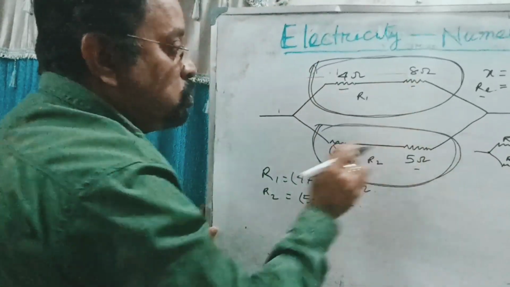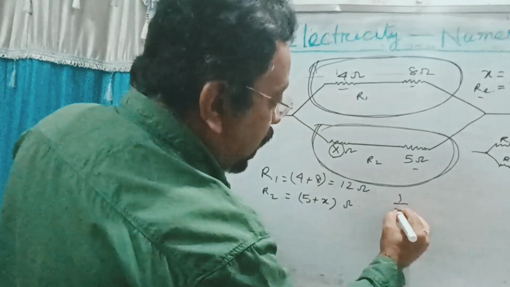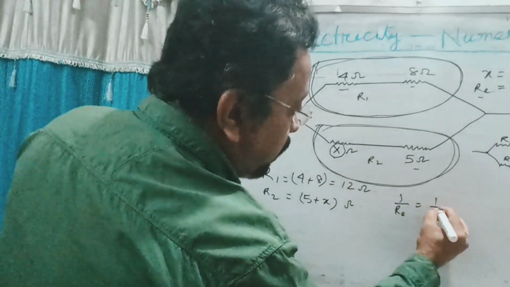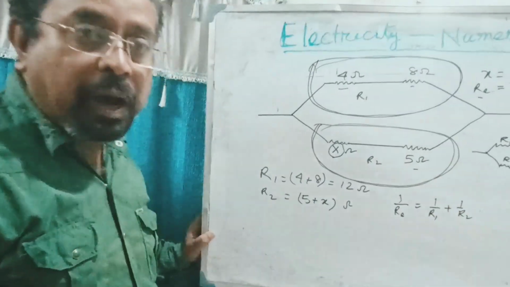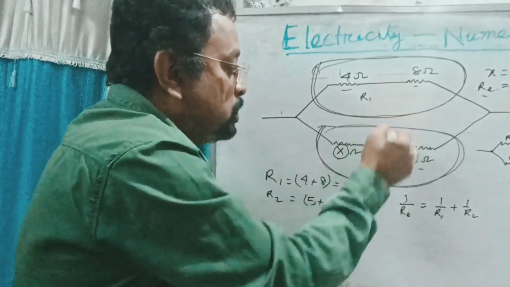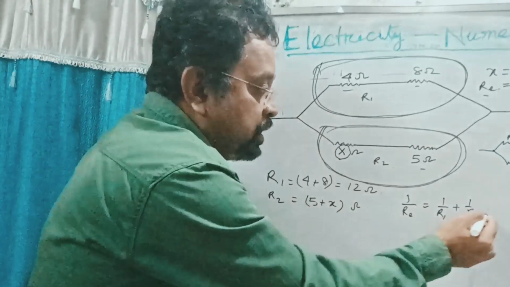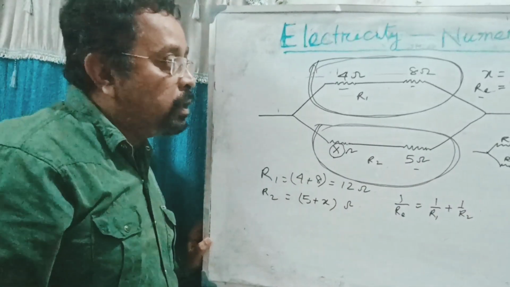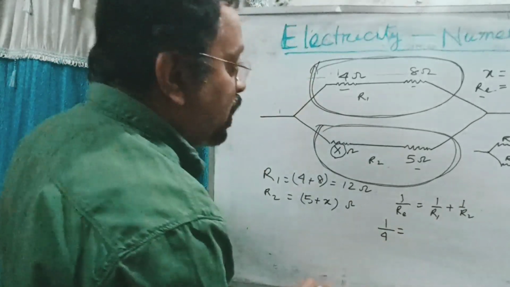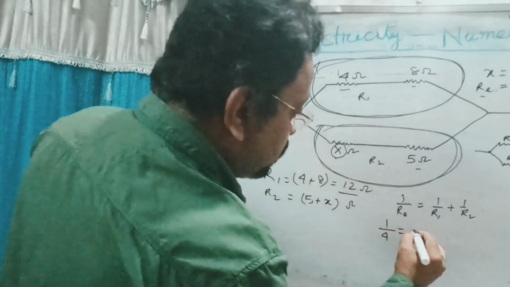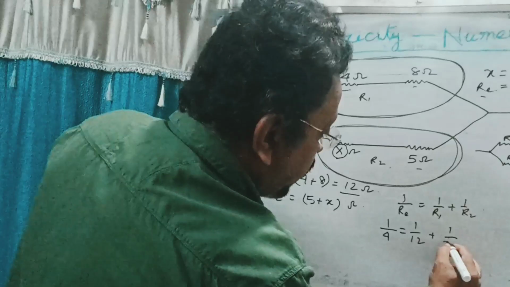R1 and R2, these two are in parallel connection. So what will be the formula? 1 by R equivalent is equal to 1 by R1 plus 1 by R2. What is given for 1 by R equivalent? It is 1 by 4. So 1 by 4 is equal to 1 by R1, and R1 is 12, so 1 by 12 plus 1 by (X plus 5).